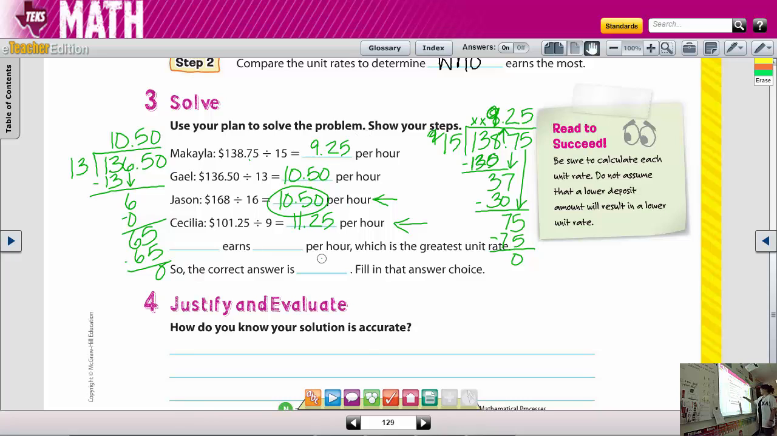So who earns the most? Cecilia earns $11.25 per hour, which is the greatest unit rate. So the correct answer is whatever Cecilia is. Now, I want you to justify and evaluate. How do you know you're right? How could you prove this? How can you go backwards and prove it?